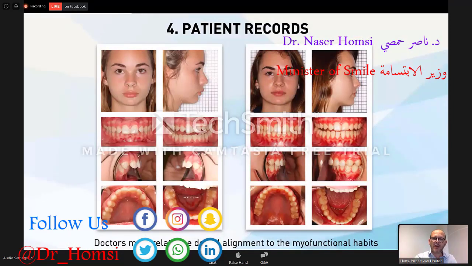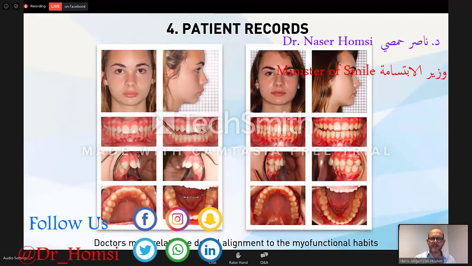So it means we always say take these 8 pictures: facial, profile, and the dental pictures. Together with the evaluation form, you will start with these 8 pictures. You start, and with every visit, and yes, with every visit, these pictures should be taken. And why should these pictures be taken?